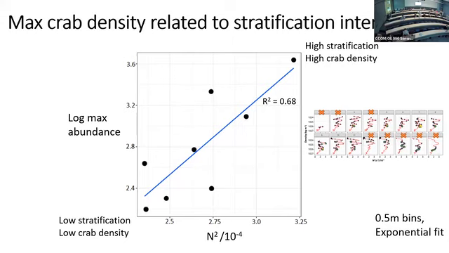And so you can see that it does appear that there's some relation where higher stratification at that depth that they're sitting on relates to a higher crab density. It's kind of suggesting again that idea of this allowing for the compaction of these crabs on this density shelf.